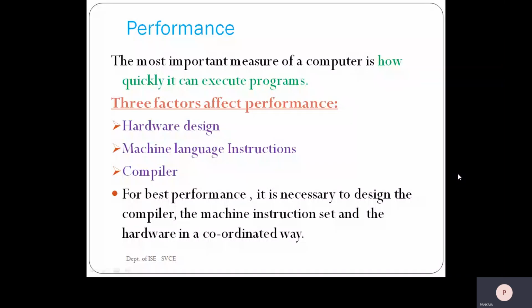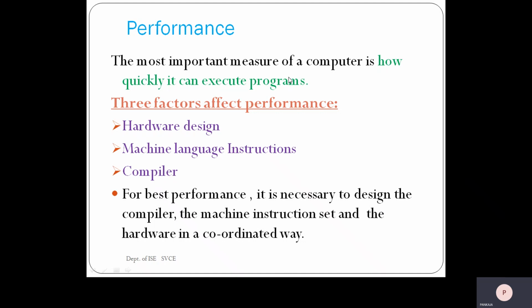Performance of the computer, how to measure. The performance of the computer can be measured by the speed at which it can execute a program. So how fast the program can be executed, based on that we'll come to know the performance of the system. So what are the factors that affect the performance? This is a simple definition of how to measure the performance.